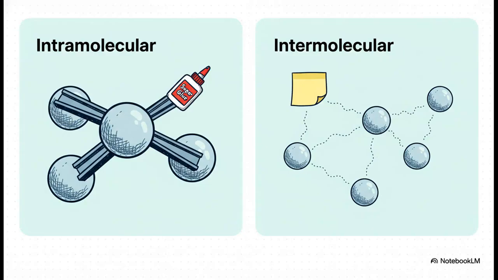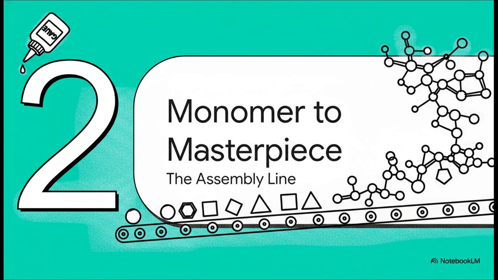Right, and it's super important to get that there are two kinds of this chemical glue. You've got your intramolecular forces. Think of this as superglue. These are the crazy strong bonds holding atoms together inside a single molecule. Then you have intermolecular forces. These are more like sticky notes, weaker attractions that happen between different molecules. So one kind literally builds the molecule, and the other decides how that molecule is going to play with all the others around it.